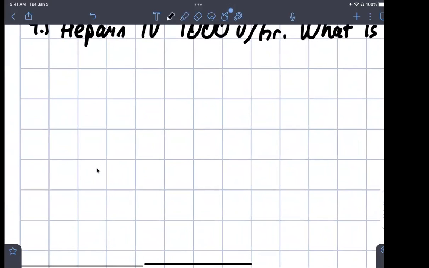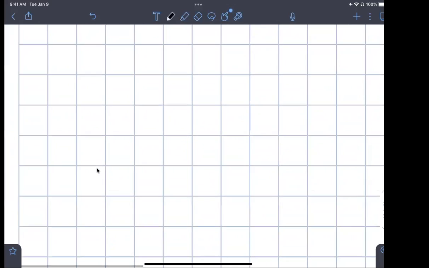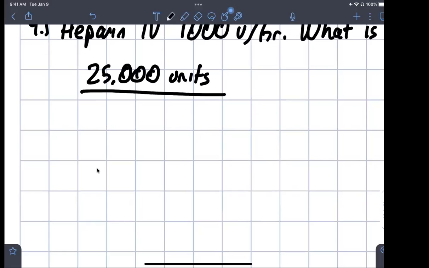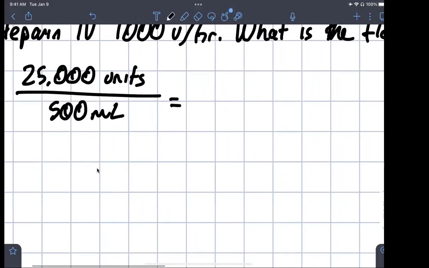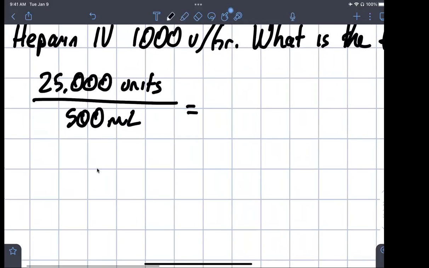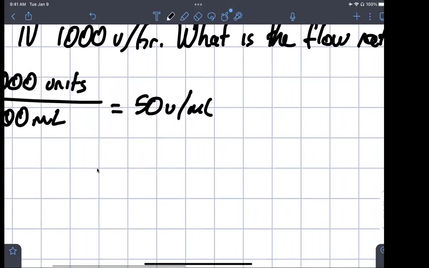Okay. Basically, we have a 500 ml bag with 25,000 units. So that's going to be my first step. I have 25,000 units in 500 milliliters. So if I do this operation, it's going to tell me exactly how many units are in 1 milliliter. That is 50 units per mil. Okay.